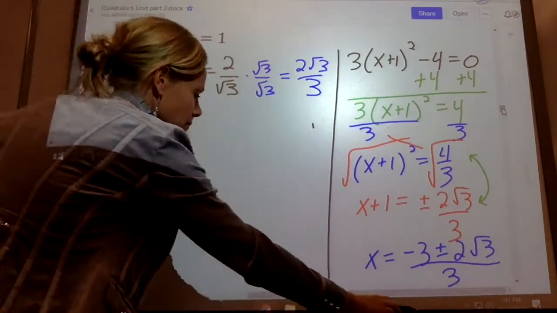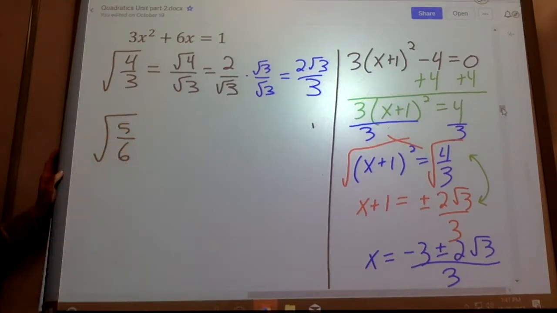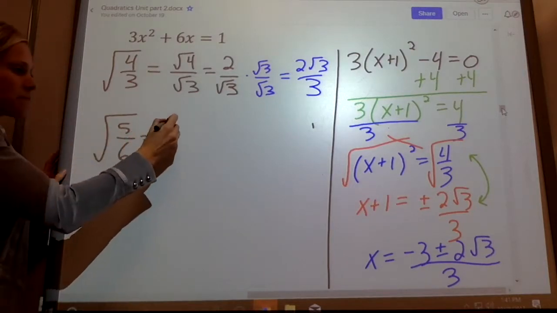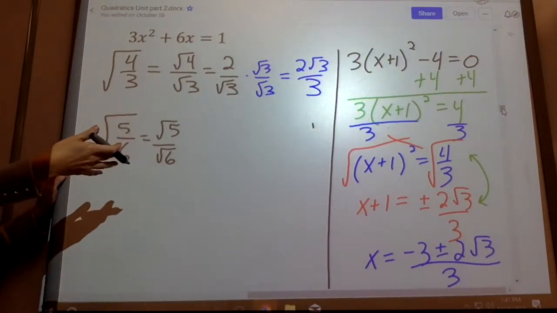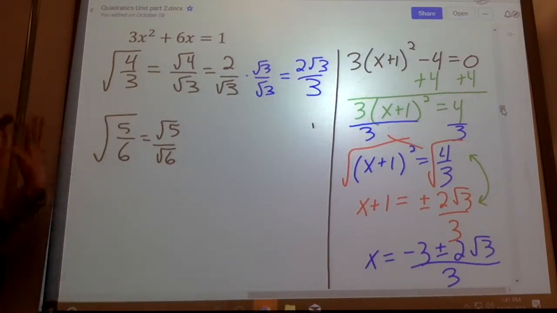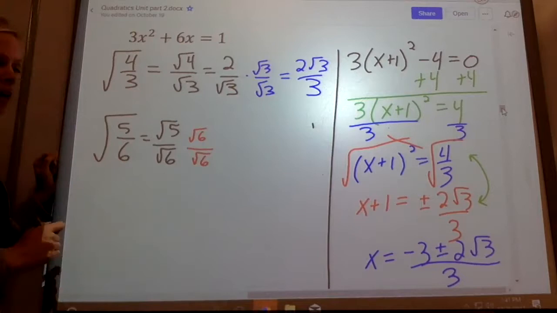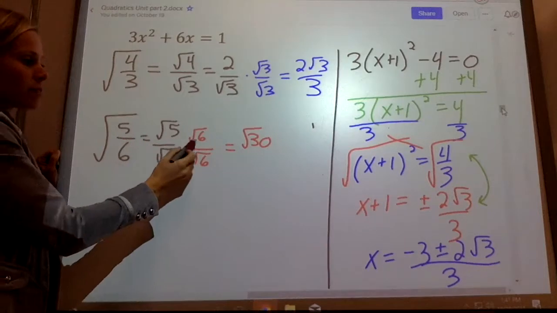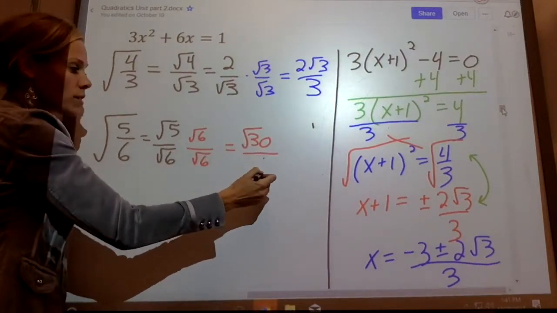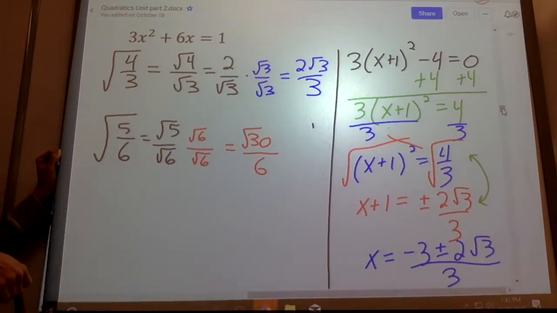Okay, let's try another one. So how about square root of 5/6? Okay, so square root of 5/6, it's a fraction, so break it up. Square root of 5 over square root of 6. They don't break down, right? 5 is 5, 6 is 3 and 2. Okay, so what's the problem? Square root of 6. So you take the top and bottom times the square root of 6. Square root of 30, because 5 times 6 is 30. Over 6, because square root of 6 times square root of 6 is square root of 36, which is 6. And then that's done.